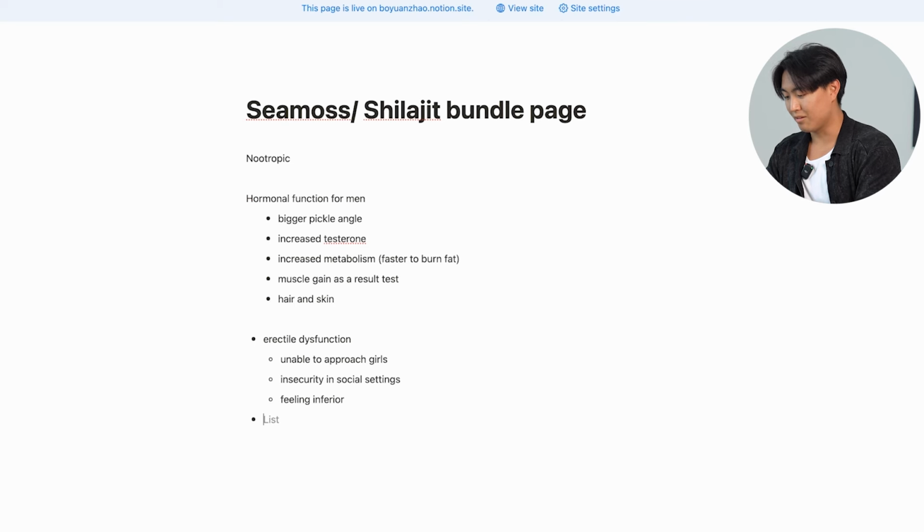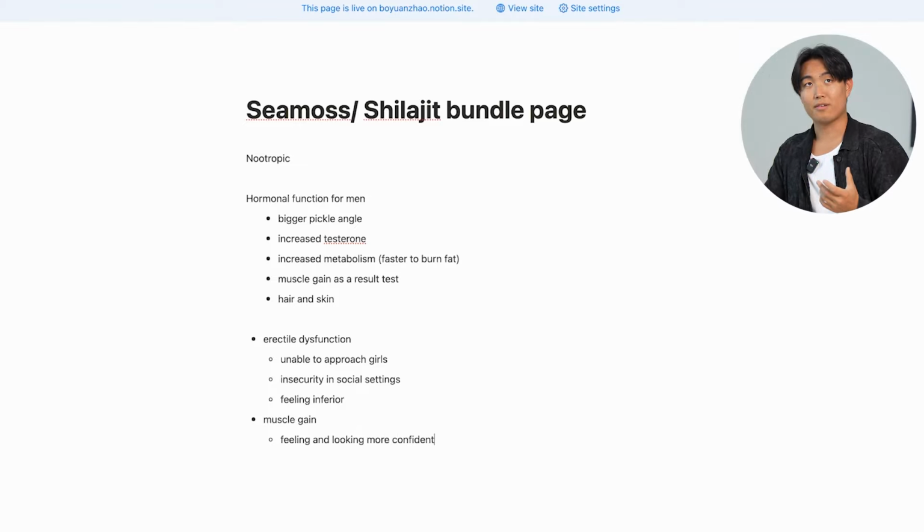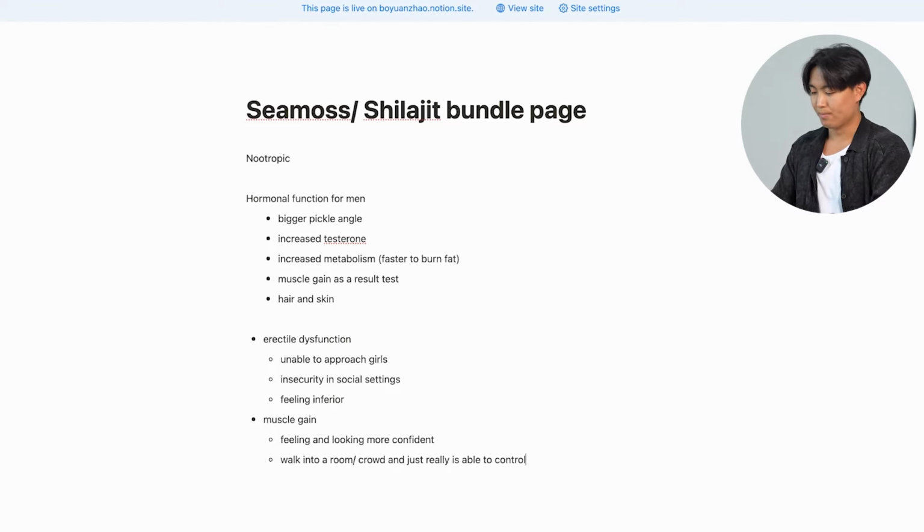And then what about muscle gain as a thing, right? Muscle gain as a result of increased testosterone. It could be feeling and looking more confident. And then another consequence of that would be maybe they walk into a room or crowd, and are able to control the conversation in the room and the energy of the room, right?